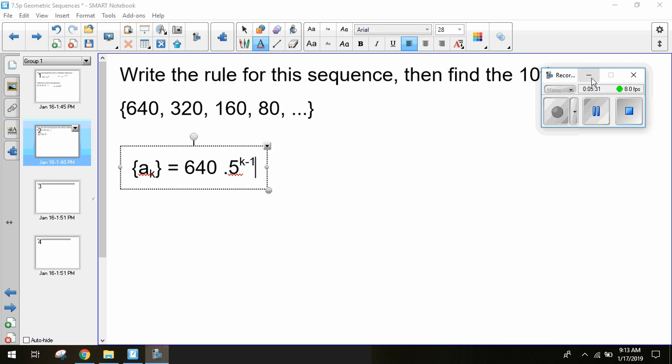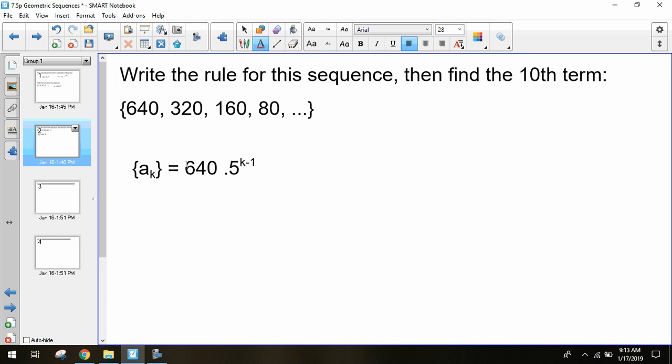All right, hopefully you're able to pause the video and get that. So we're back. We have a sub k equals 640, our very first term, times 0.5 raised to the k minus 1. 0.5, once again, that's the same as 1/2 or dividing by 2. So you might have noticed, yeah, we're cutting in half every time. It's getting smaller by a half. So take a previous term, so 320 in this case, and divide it by the term before it, so 640, and you get 0.5 or 1/2, whatever your calculator spits out, depending on whether it's in a fraction or a decimal. And that is our rule.